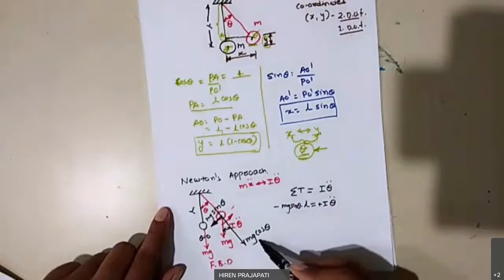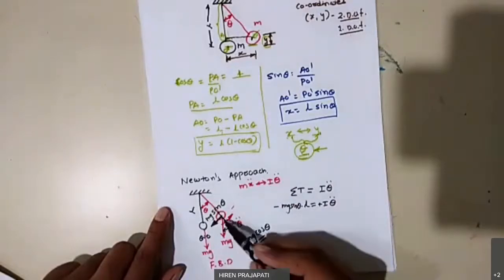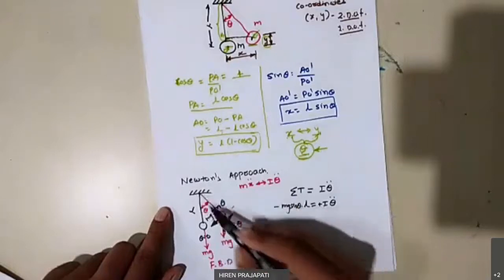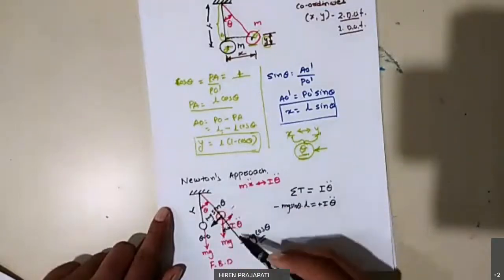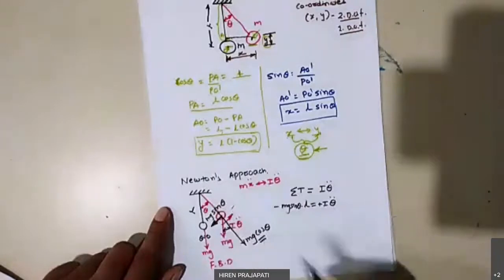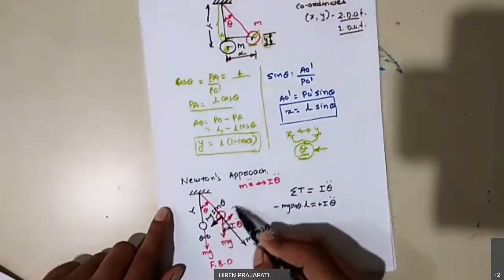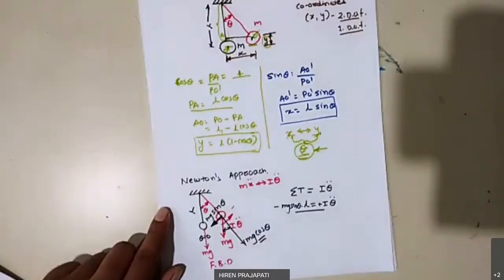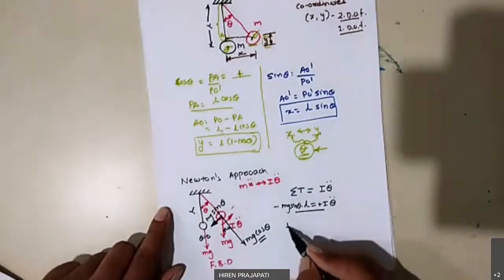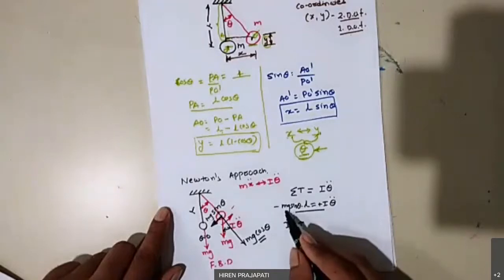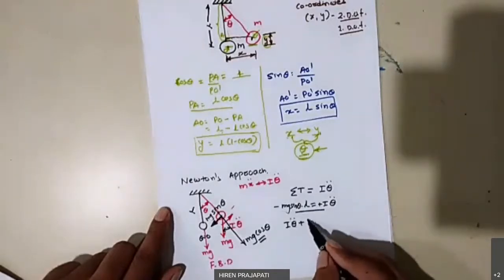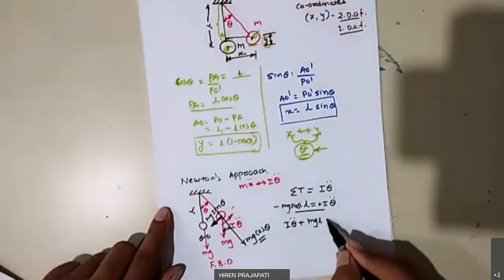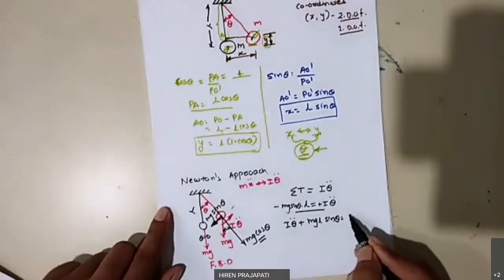And I can ignore this mg cos theta, because in mg cos theta there is no opposite inertia, because both the lines of action are different. So I'm ignoring mg cos theta, because we are talking only about this direction. So this is the torque balancing equation as per Newton's second law. Let us write I theta double dot, taking this torque on the right side: I theta double dot plus mg l sin theta is equal to 0.